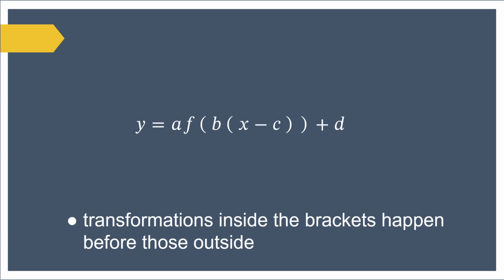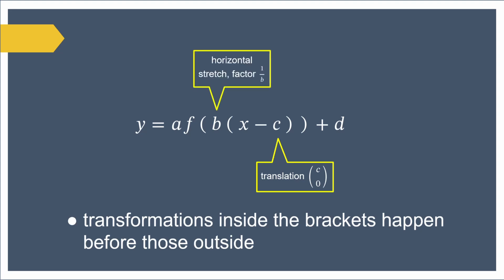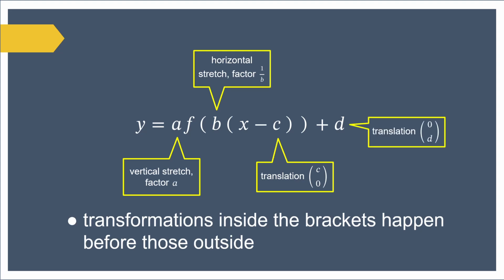So the first transformation here is represented by minus c. That's a translation of vector c, 0. The second transformation would be represented by b, and that's a horizontal stretch by scale factor 1 over b. The next transformation is the one represented by a, and that's a vertical stretch of scale factor a. The last transformation here is the one represented by d, which is a translation of vector 0, d.